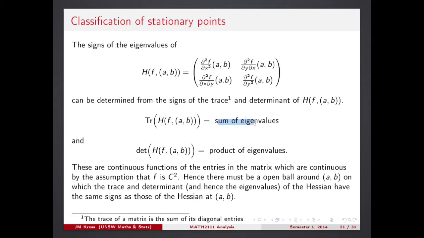Trace, alternatively, you can compute by taking the sum of the eigenvalues. Determinant, alternatively, can be computed by taking the product of the eigenvalues. If you believe in these two lines, then that gives you a very nice test for the sign distribution of the eigenvalues. If both eigenvalues are positive, which is the case for the local minimum, then trace must be positive and determinant must be positive, and vice versa.